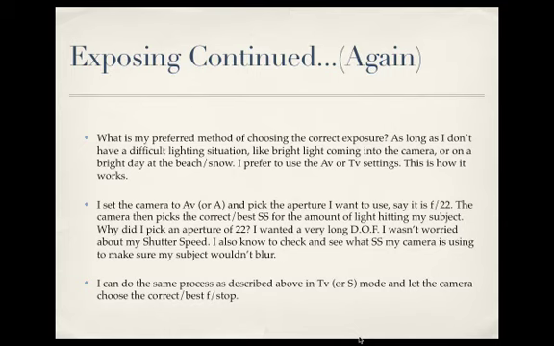I can do the same process in TV mode, where I pick my shutter speed and let the camera pick the aperture. Say I'm shooting an action shot, I know I need 500, I'll let the camera pick the aperture and I won't worry about it, and I might see that it's an aperture of 2 and realize I'm going to have a very shallow depth of field.